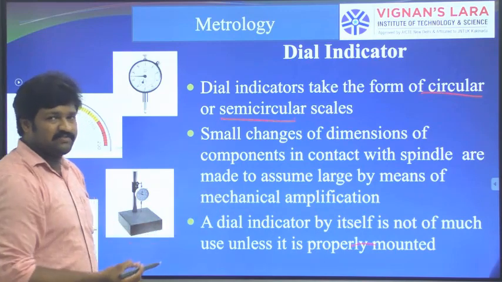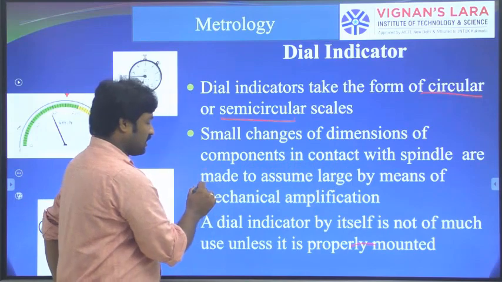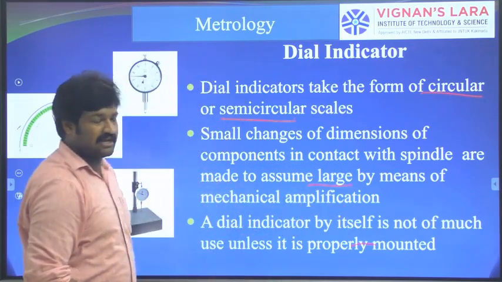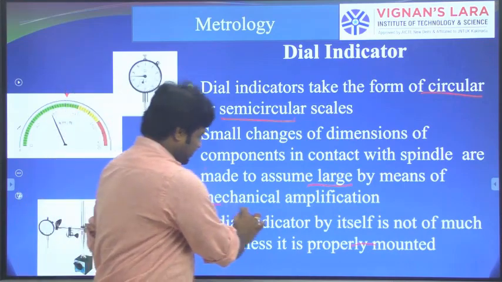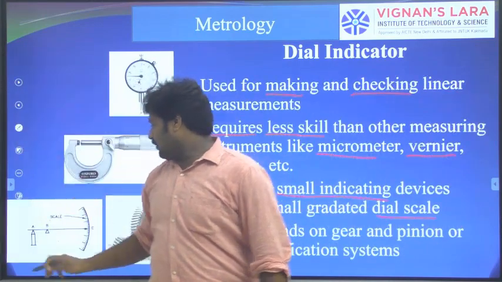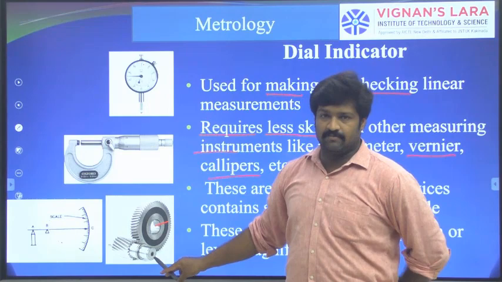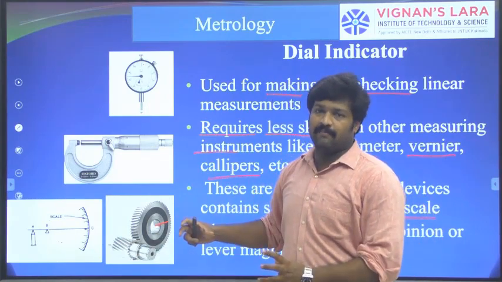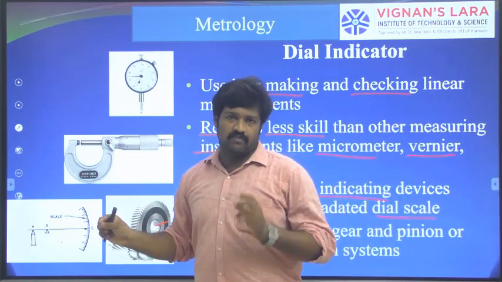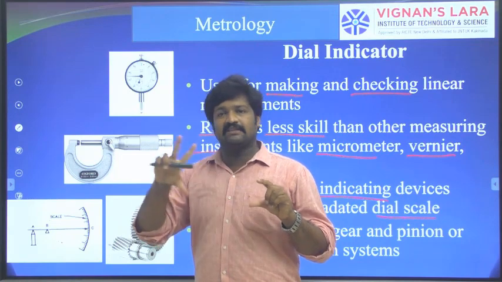Small changes of dimension: if there is any variation in the dimension of the component in contact with the spindle, it is made to appear larger, in the sense of magnification, by means of mechanical amplification. By means of either a lever mechanism or a gear and pinion mechanism, by mechanical means, we are magnifying, enlarging the readings. The reading is very small, so for easy observation we are magnifying the readings.